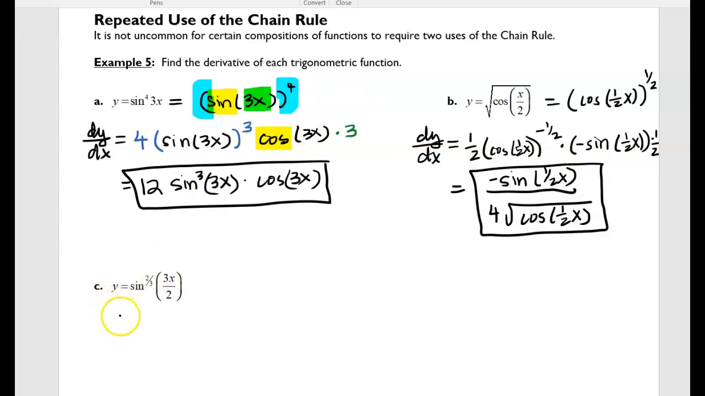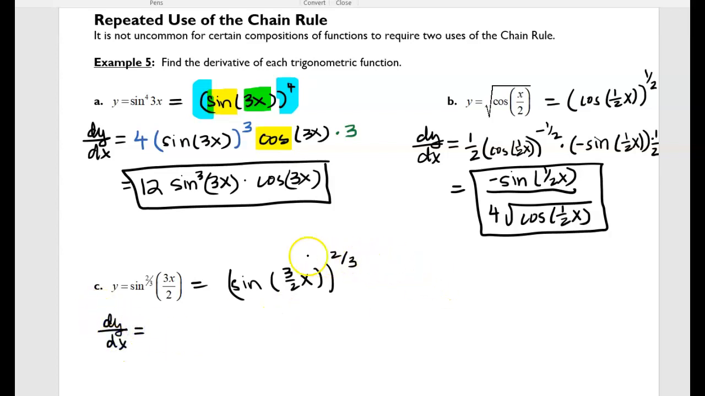On part C, I want you to pause and see if you can rewrite this in the proper form before we take the derivative. So go ahead and pause now and try that out. Okay, so what you should have gotten is this is sine of 3/2 x, or 3x over 2, but I like the constant in front, all to the 2/3 power. So make sure you write it like that first before you take your derivative.